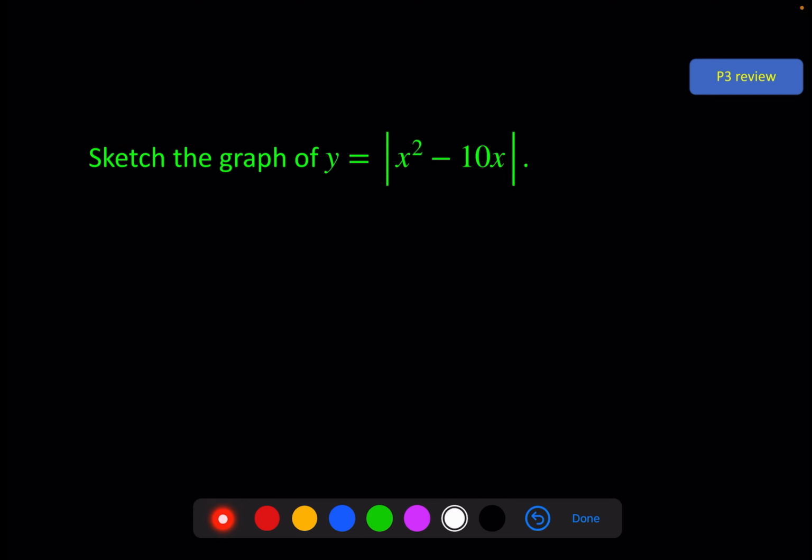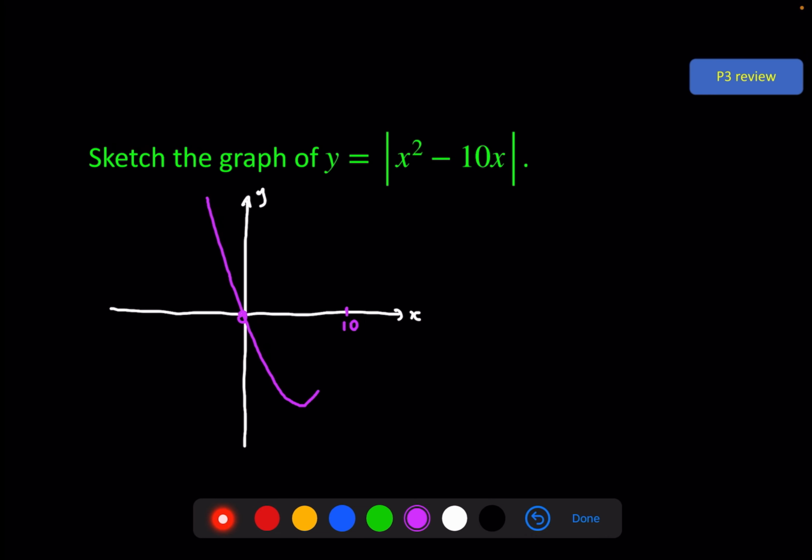To do this, you might have been taught in a few different ways, but what I would normally do is start by sketching the graph that's inside, so x squared minus 10x, that will have points at 0 and 10. And it would be an x squared graph, so it would just look something like this.